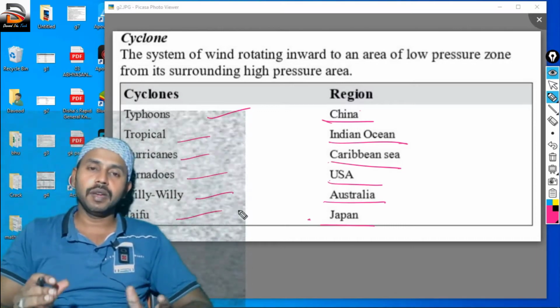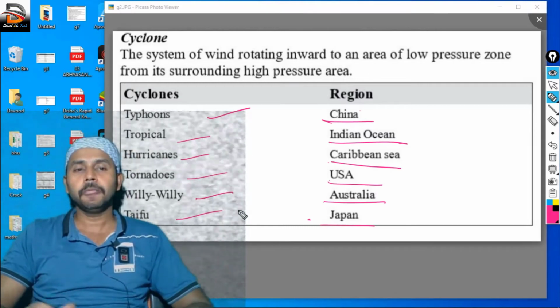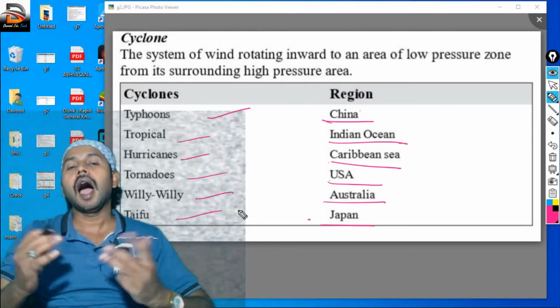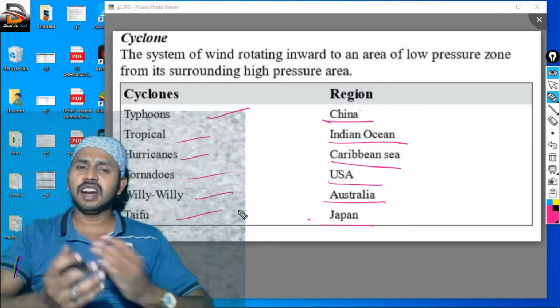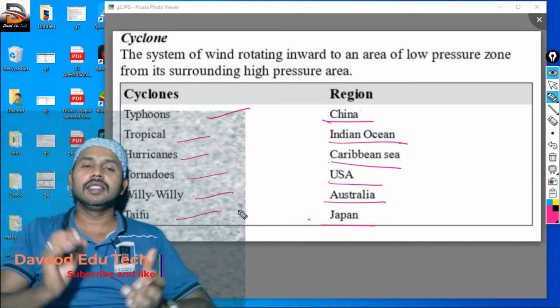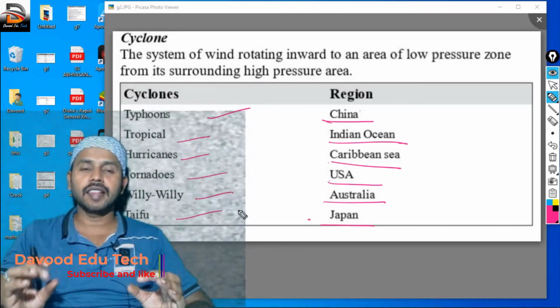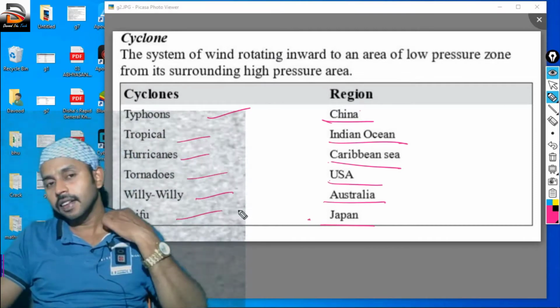In a cyclone, the wind is rotating inward to the area of low pressure zone from its surrounding high pressure area. So the wind is continuously rotating and moving from one area to another area. That we call simply a cyclone. Understand? This is what is called a cyclone.